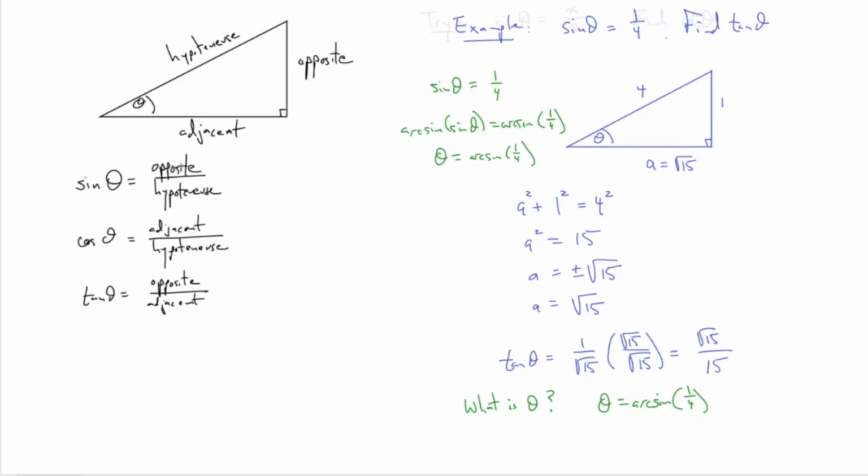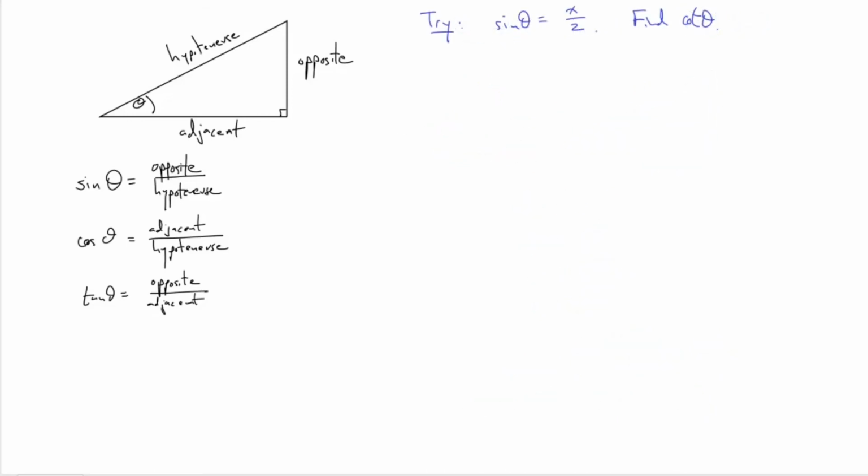Okay, let's do one more. You try this one. This one is actually going to come up in a problem that we work on soon. So you've got that the sine of theta is x over 2. See if you can find the cotangent of theta. Start by drawing a right triangle. Take a few moments, pause the video, see if you can work your way through it. When you're ready, start it up again and we'll do it together.